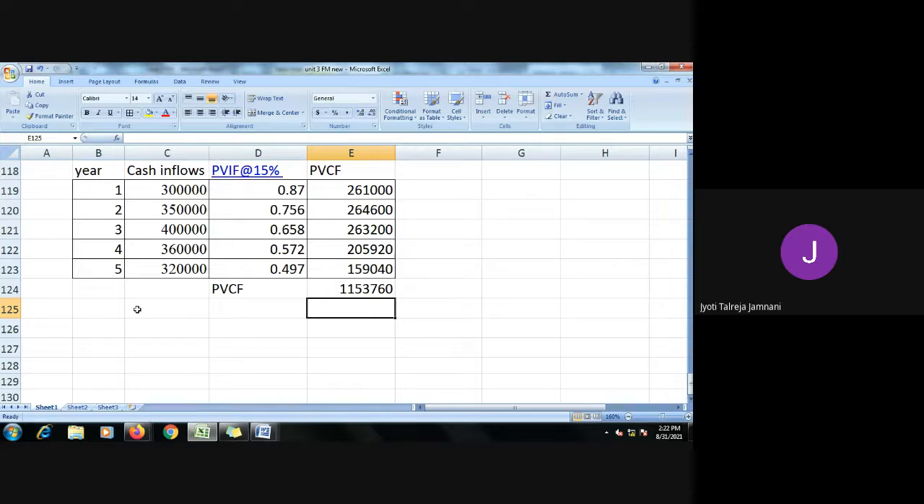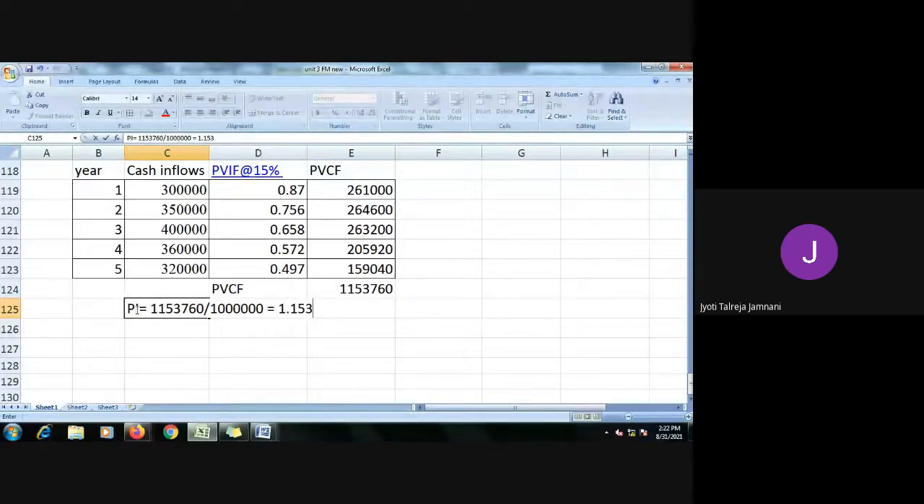So now we will say profitability index is equal to present value of cash flows, 11,53,760, divided by the initial investment, which is 10 lakh. So you get a profitability index of 1.153. Now this is greater than 1, therefore we need to accept the project. So we write: profitability index is greater than 1, we accept the project.